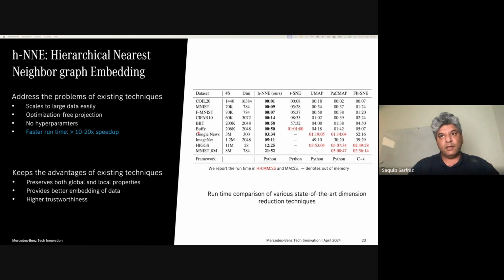Faster runtimes, we actually measured this on many data sets in the paper, and in this table you can see different data sizes and different dimensions that in comparison to the UMAP or t-SNE variants, the running time is quite fast. 8 million samples or 11 million samples in about 12-20 minutes versus 3 to 5 hours for other UMAP or t-SNE variants.